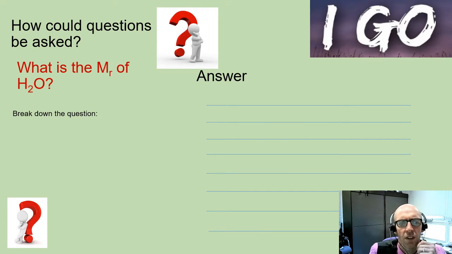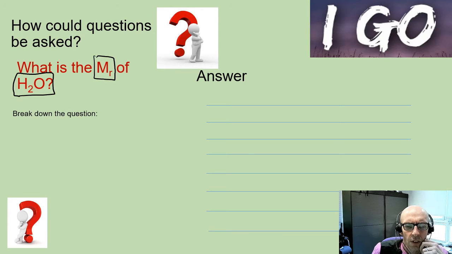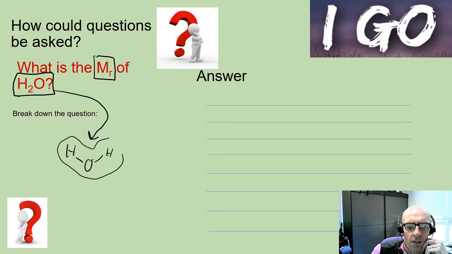So what is the mass, or the Mr, of H2O? Sounds like a complicated question. Work out the relative formula mass of H2O. Well, actually, before you make a judgment and say, oh, this is really difficult, just think about it. It's actually asking you to work out the mass of a H2O, like we've been drawing when we did our covalent bonding.